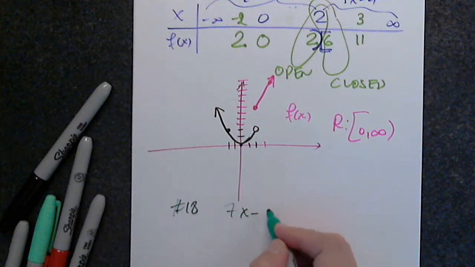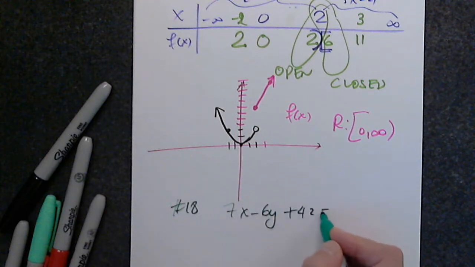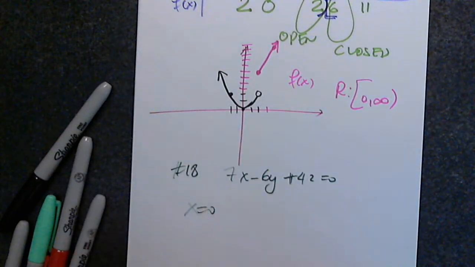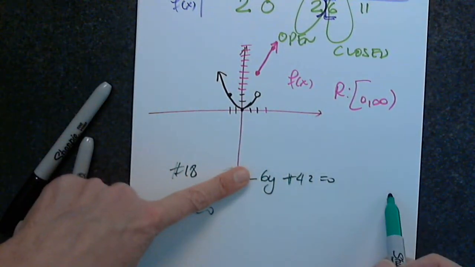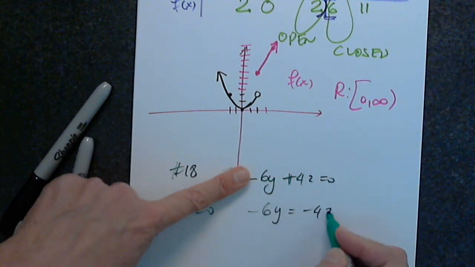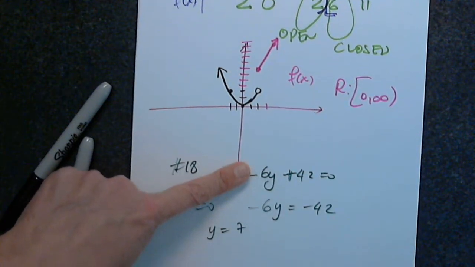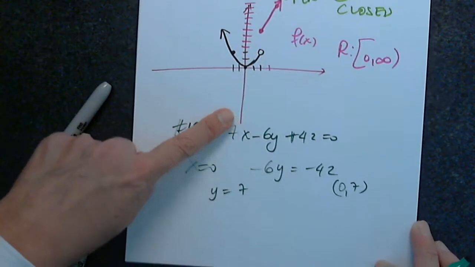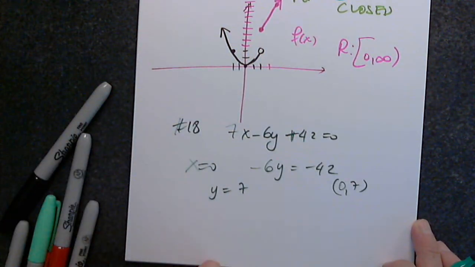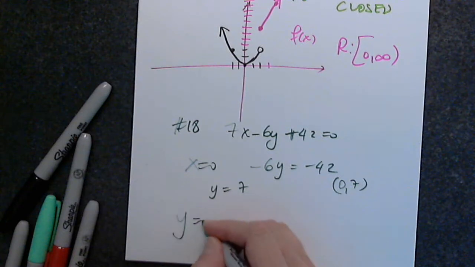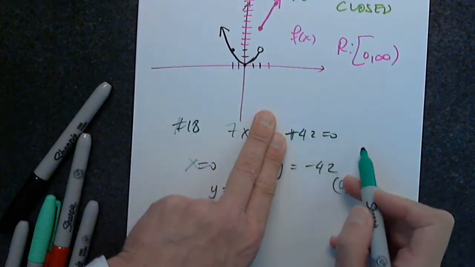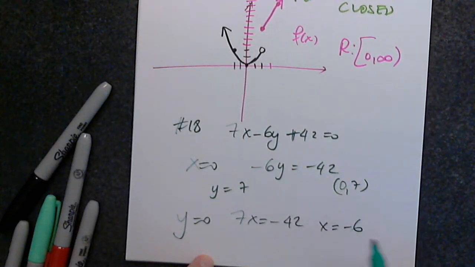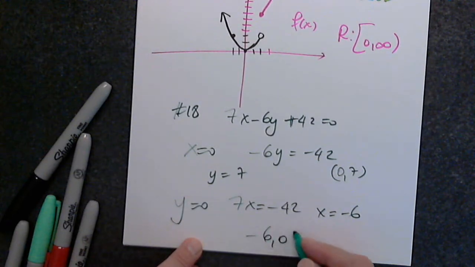So we have 7x minus 6y plus 42 equals 0. We're asked to find the x and y intercepts. So when x is 0, just cover this term and move 42 to the other side. -6y equals -42, so y equals 7. So you have 0, 7, the first ordered pair. Any questions here? The other one is when y is 0, so I cover that and I move 42. So I have 7x equals -42, so x equals -6. So this one is -6, 0.